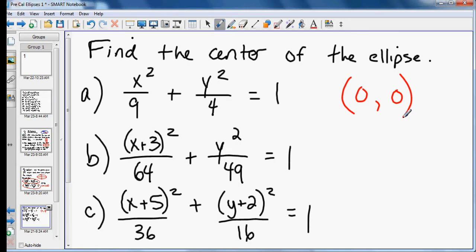Now for part B, we've got to think, okay, what is being subtracted from the x value? Well, we're actually subtracting a negative 3, because subtracting a negative 3 gives us the positive 3. So our center will have negative 3 as the x value, and nothing is being subtracted from the y, so we'd put a 0 there.